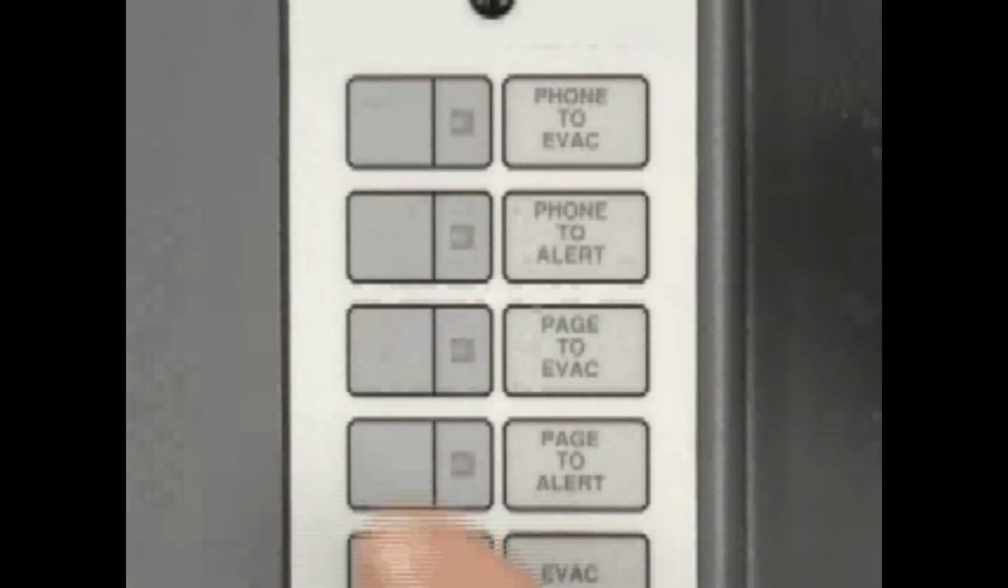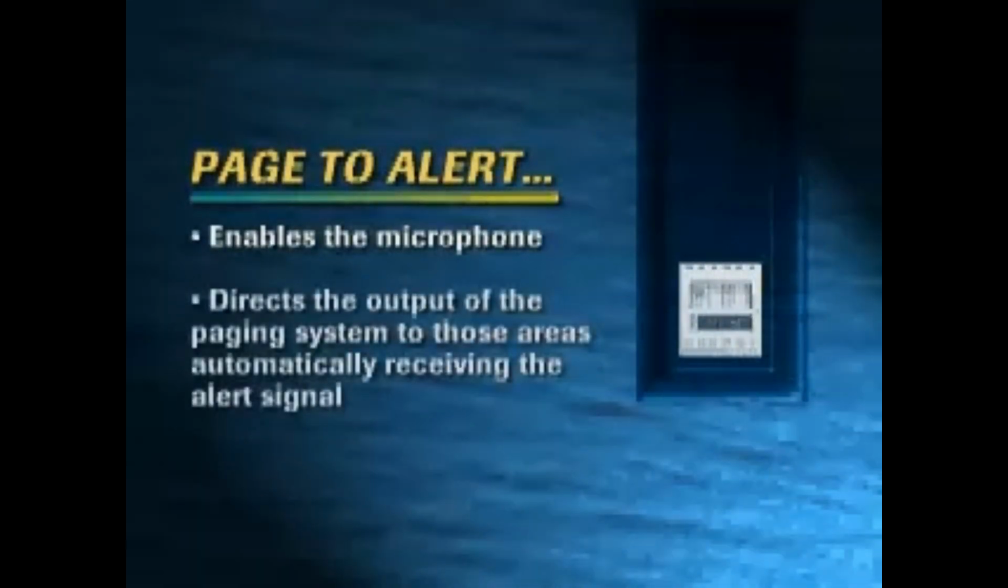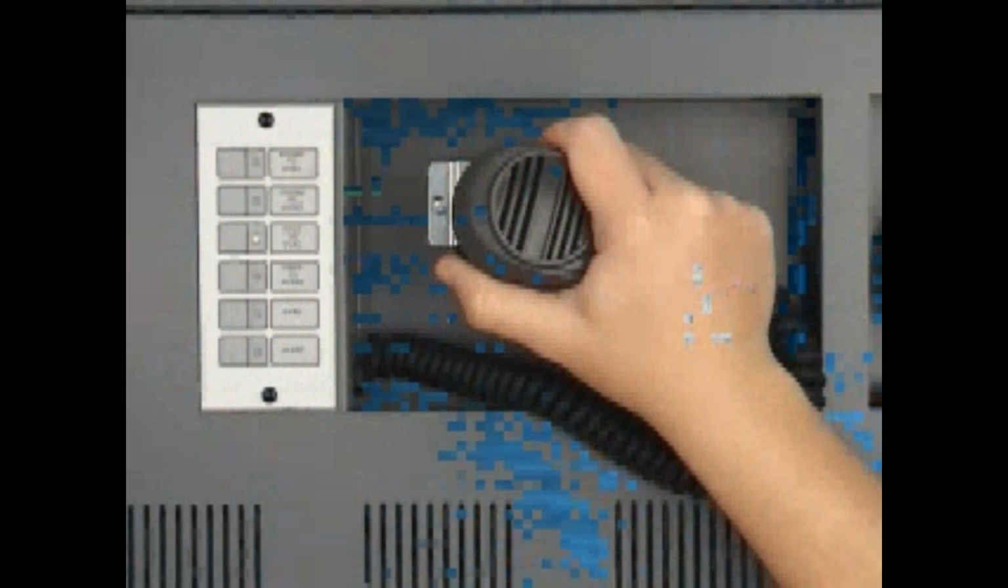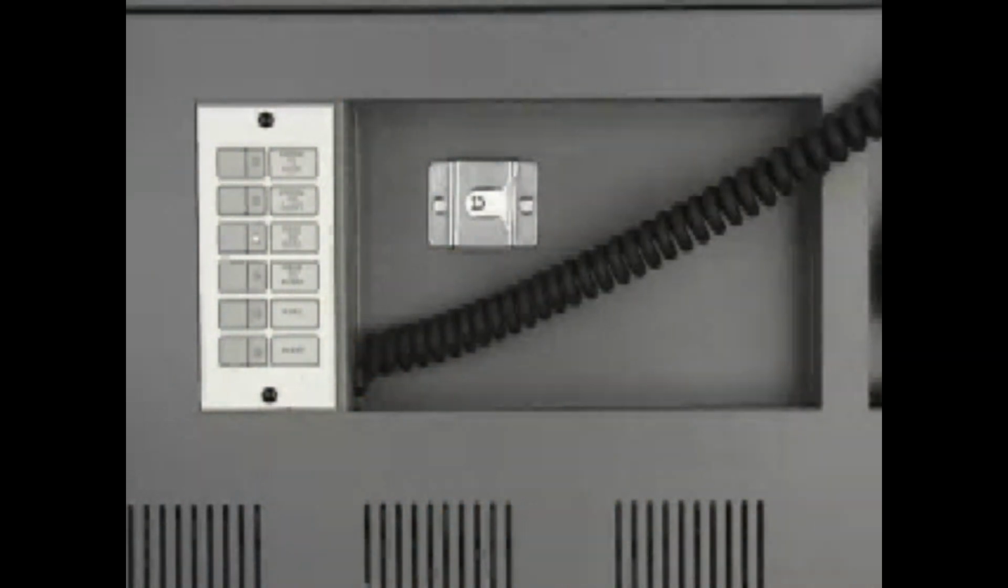The page to alert switch is used to enable the microphone and direct the output of the paging system to those areas in the facility automatically receiving the alert signal. The microphone can then be used to page in the alert area.